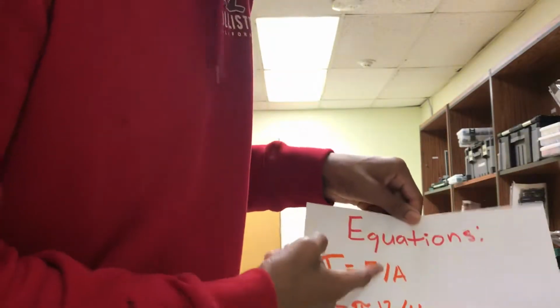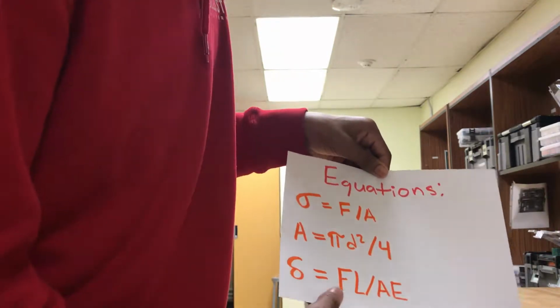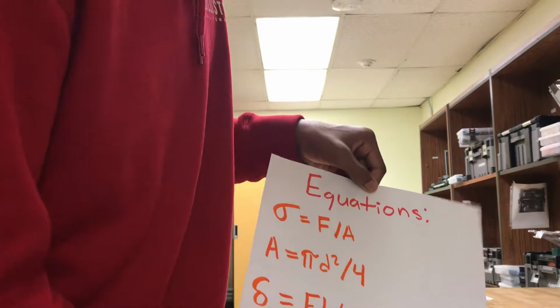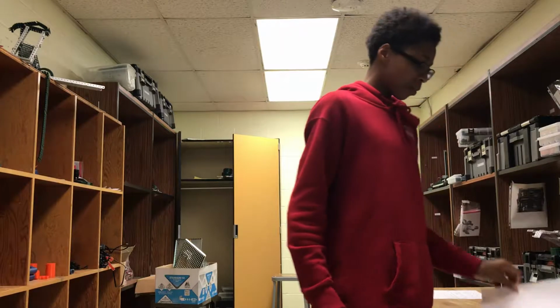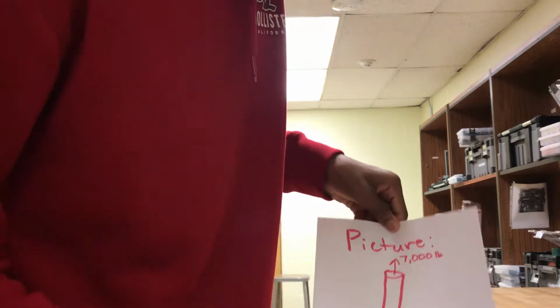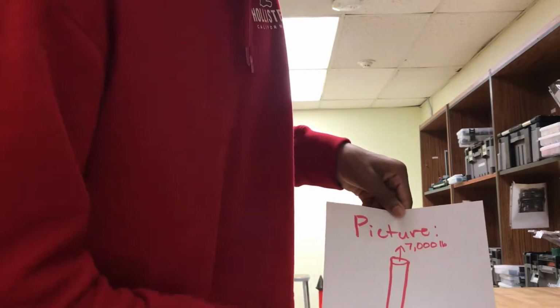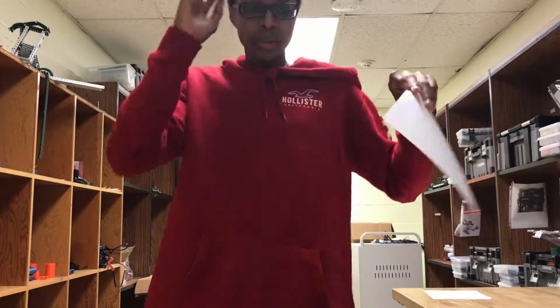And so, since we found area in the first problem, we can use it in this equation here, which is elongation is equal to force times length divided by the area times the modulus of elasticity. Now, to help us out here, maybe we should draw a picture. So as you can see here, we have our titanium rod showing how it is elongating by 7,000 pounds of force. Now it's time to substitute and solve. Let me pull up a chair to help you further see this.